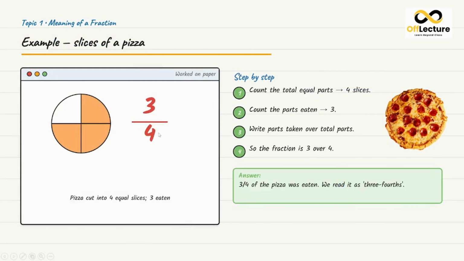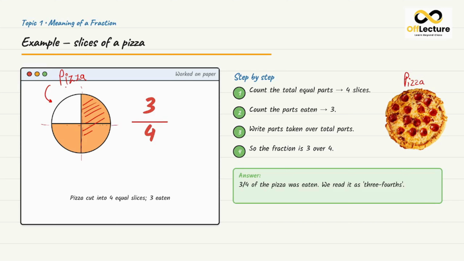Now let's understand with an example. Look at a pizza. Let's say this is a pizza. I know it's not a pizza, but we have to assume that this is a pizza. Actually, the pizza looks like this, and more or less it is kind of the same. So a pizza is cut into 4 equal pieces. 3 slices have been eaten. We have a group of friends who have eaten 3 slices of it.